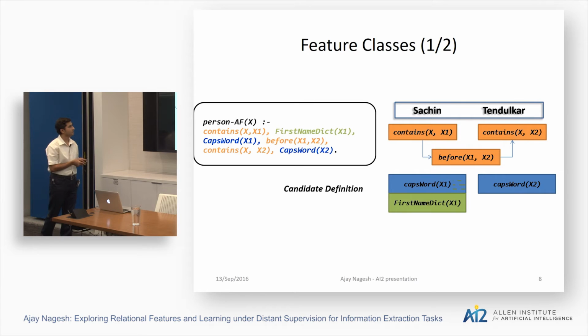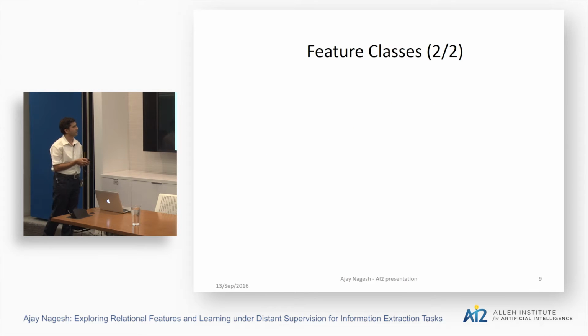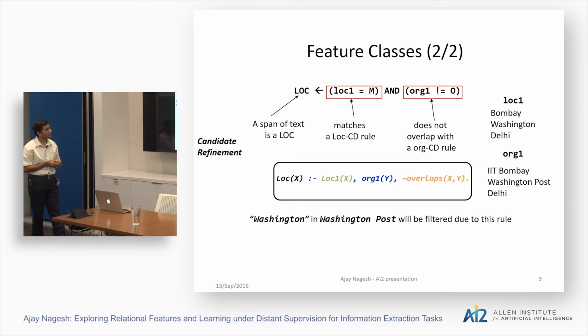This is one class of features that we are looking at, and the second one is these refinement features, like a span of text is a location if it matches a location rule and does not overlap with an organization rule, like for instance this Washington inside Washington Post example I was talking about.